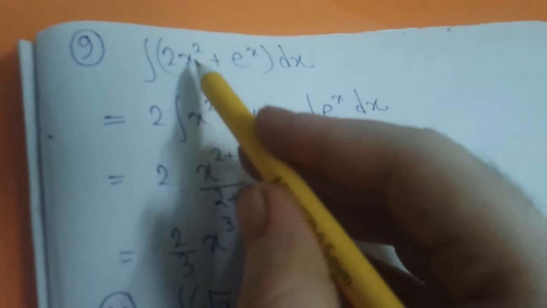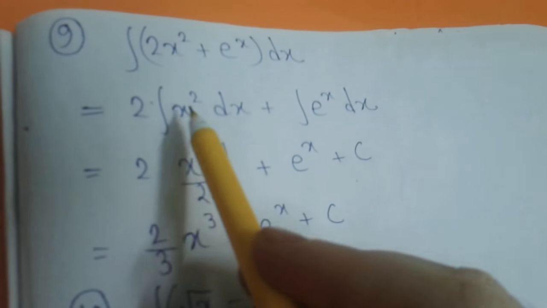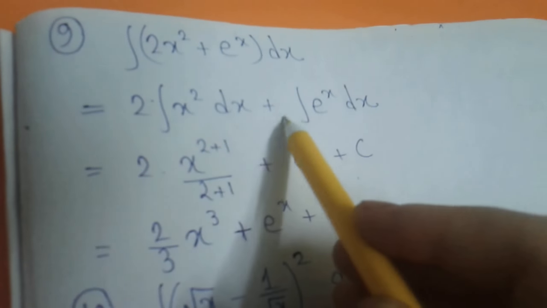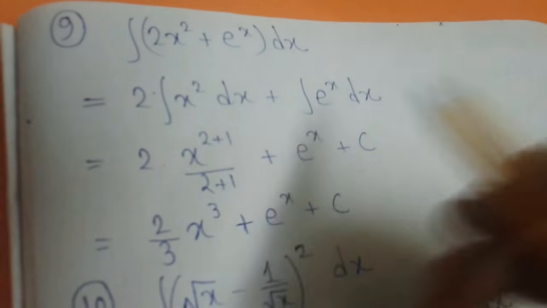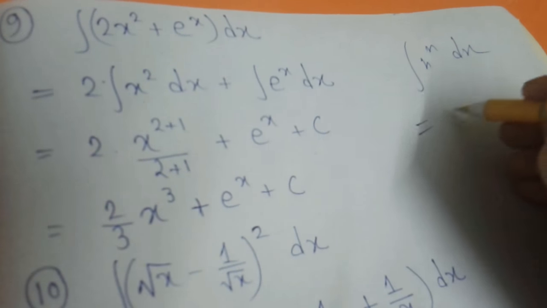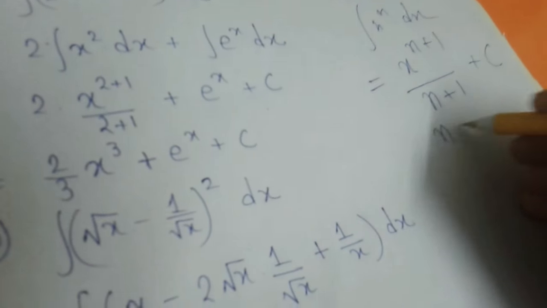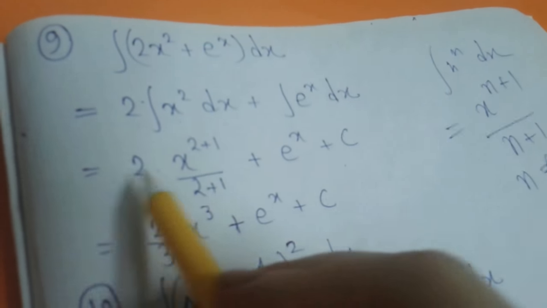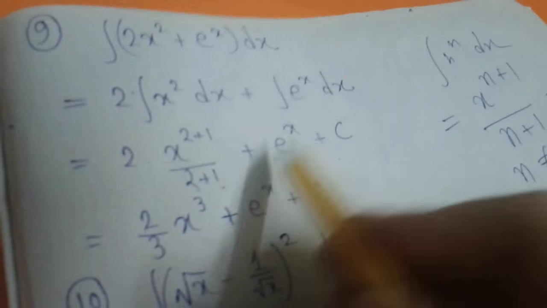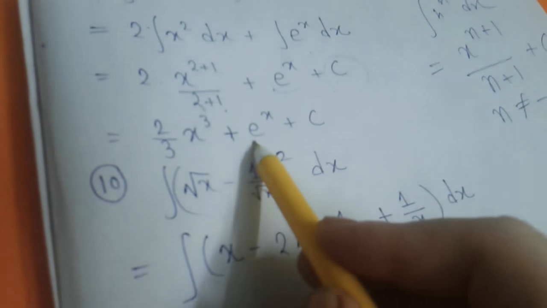Next problem number 9, integration of 2x square plus e to the power x into dx. Separating, equals to 2 into integration of x square dx plus integration of e to the power x dx. Again using the formula, integration of x to the power n dx equals x to the power n plus 1 divided by n plus 1 plus constant, and n not equals to minus 1. So equals to 2 into x to the power 2 plus 1 divided by 2 plus 1, and integration of e to the power x is e to the power x, plus c constant of integration. That is 2 by 3 into x cube plus e to the power x plus c.